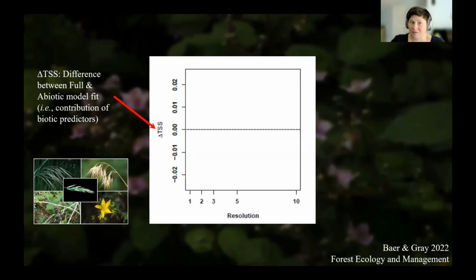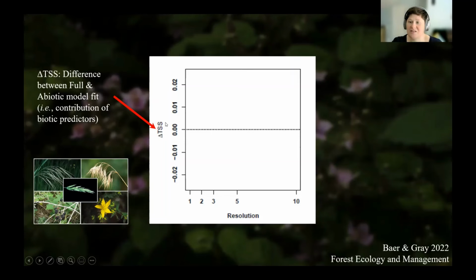Before I get into the results, I just want to orient you to what this figure is going to look like. We've got our resolution down here on the x-axis. This is actually decreasing resolution, so 10 is a low resolution, really coarse pixel size. 1 is our highest resolution. And then on the y-axis here, we have delta TSS.